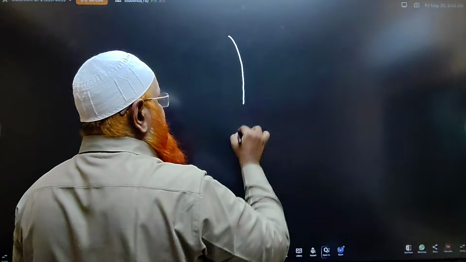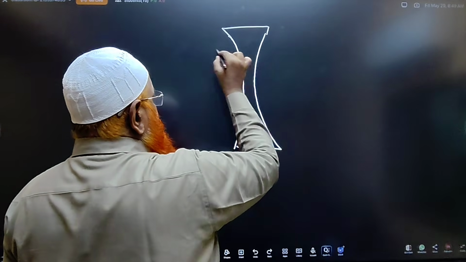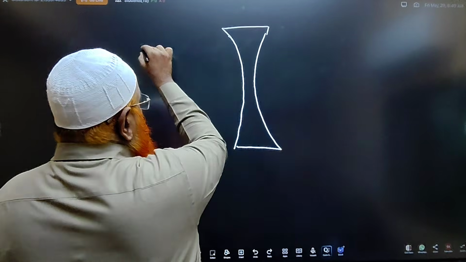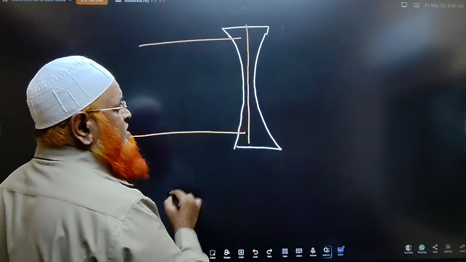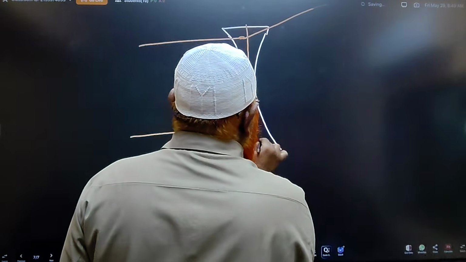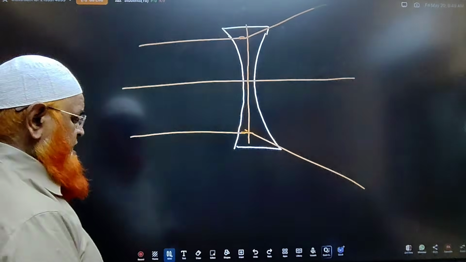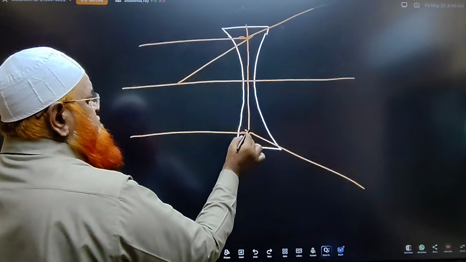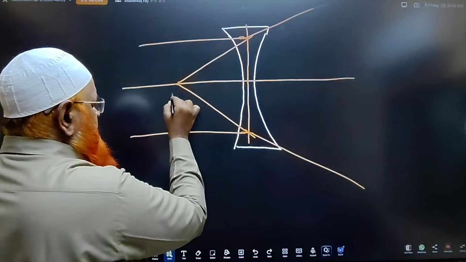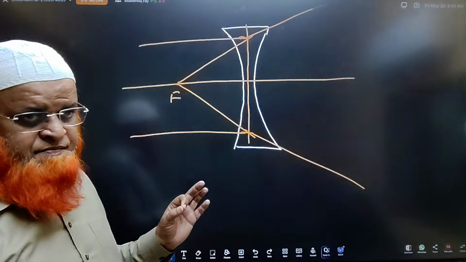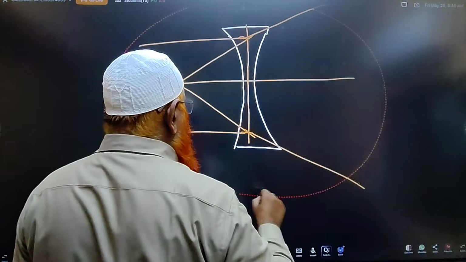So now I have taken an equiconcave lens. A parallel beam of light ray, when it falls on the equiconcave lens, gets diverged like this. And this is going to be the principal axis. And where they are going to focus, they are going to meet here. So this is called the focal point, the principal focus. And that is for the equiconcave lens. Now I will take a plano concave lens.